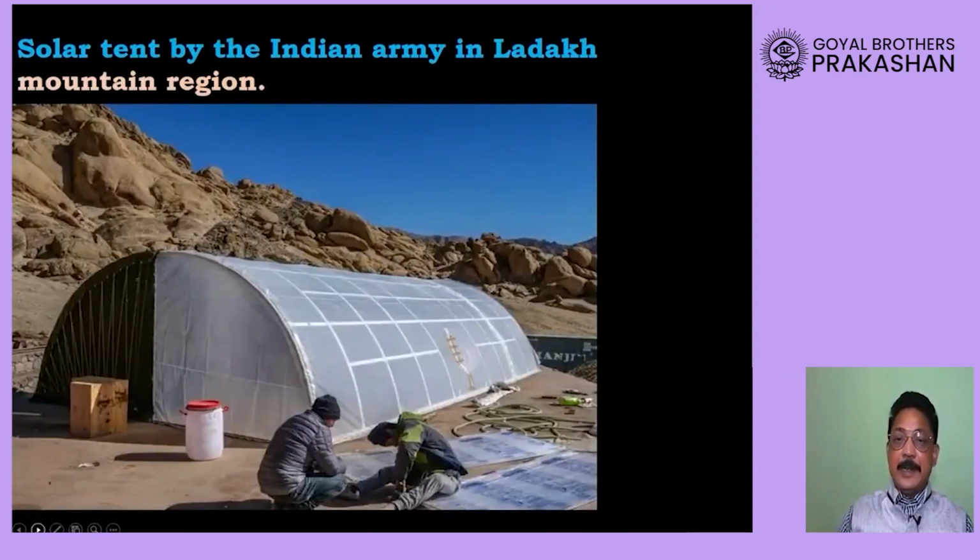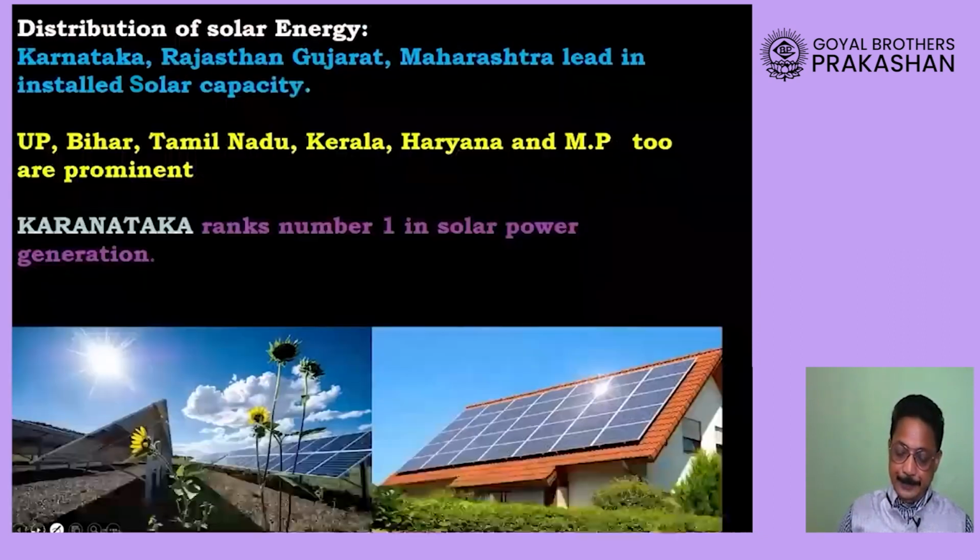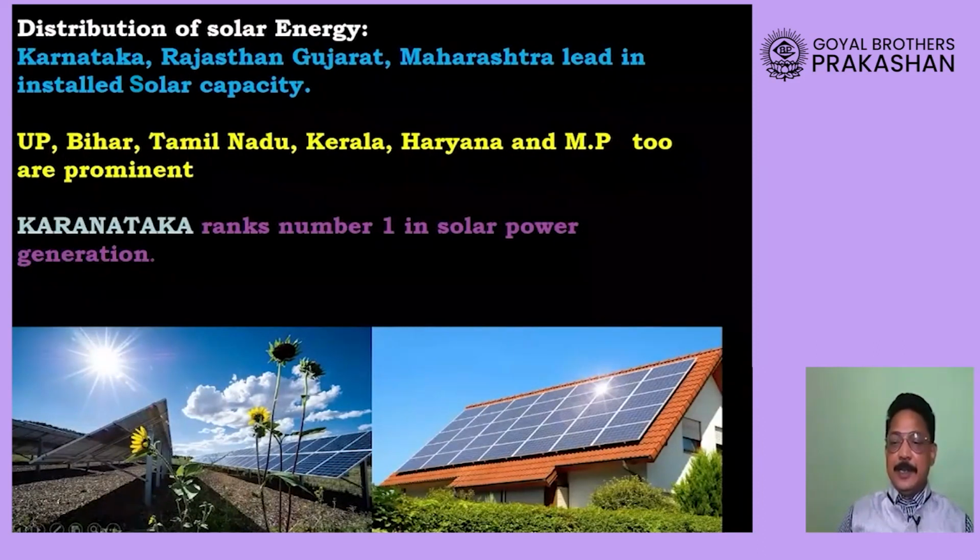Now look at this tent, dear student. Okay, it's a solar tent. Okay, it is present in Ladakh, which is in Himalayan mountain ranges, very far away. And at such a place, dear student, to supply electricity becomes very difficult. So at such places, we can produce electricity using solar energy. Also, as I said, in forest areas, in desert areas also, we can produce this electricity using solar energy.